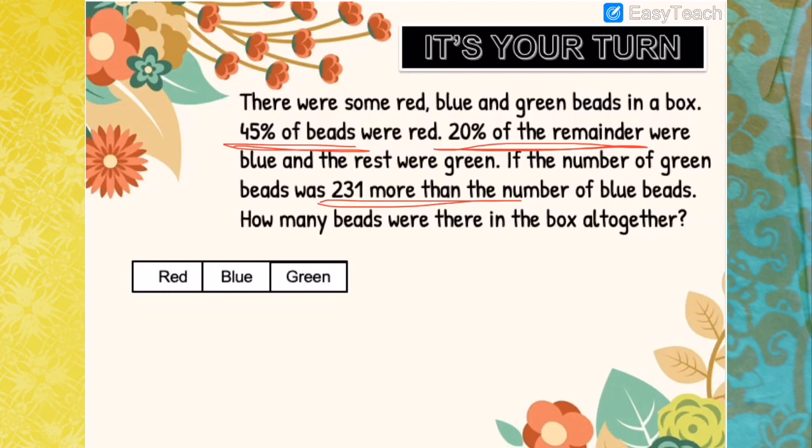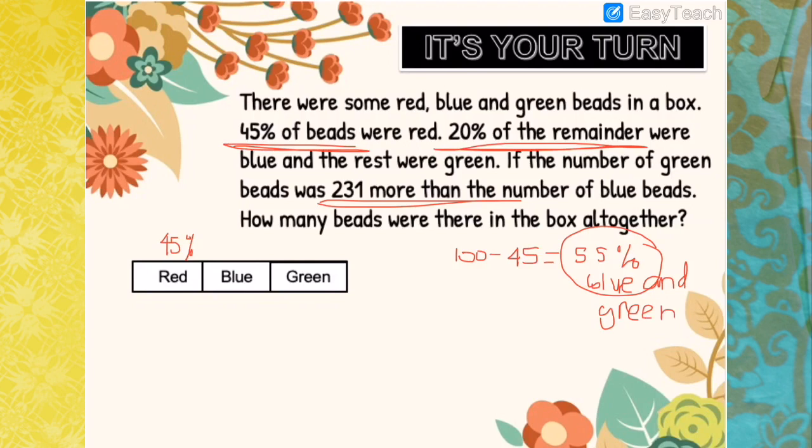45% of beads were red. Therefore, this is 45% of the total number of beads. So for us to know the percentage of blue and green, since 100% minus 45 is 55%, 55% represents blue and green. So therefore, to find the percentage of blue, it says here that 20% of the remainder were blue.